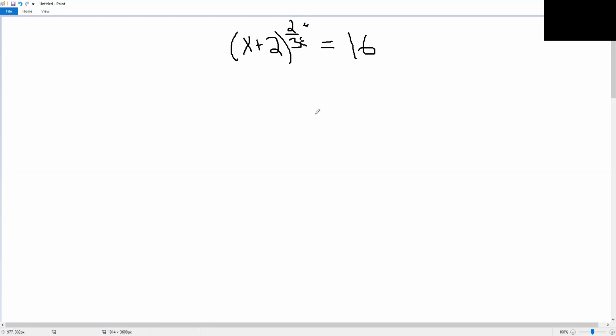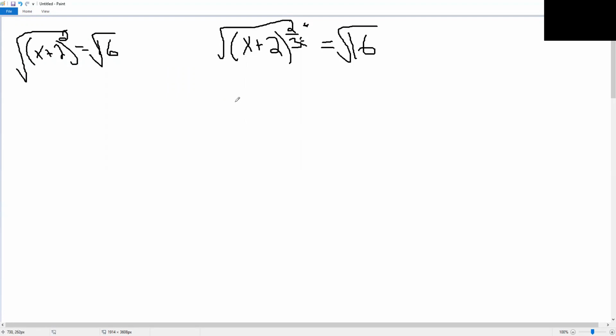So the easiest way to look at this would be, how do you get rid of a power of 2? If this was just x plus 2 squared equals 16, how would you get rid of that? You would square root both sides, right? So that's what we're going to do. Let's square root both sides. That cancels this 2 here. So we're left with x plus 2 to the 1/3 equals the square root of 16, which is plus or minus 4.